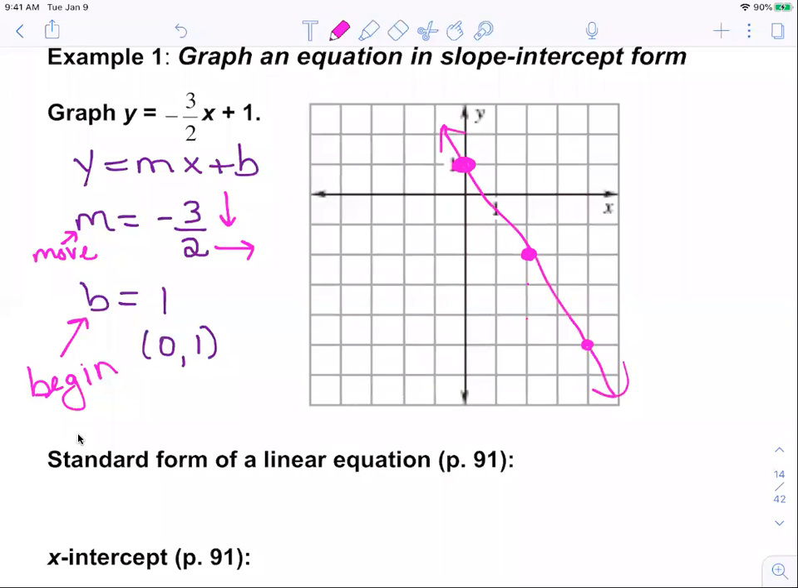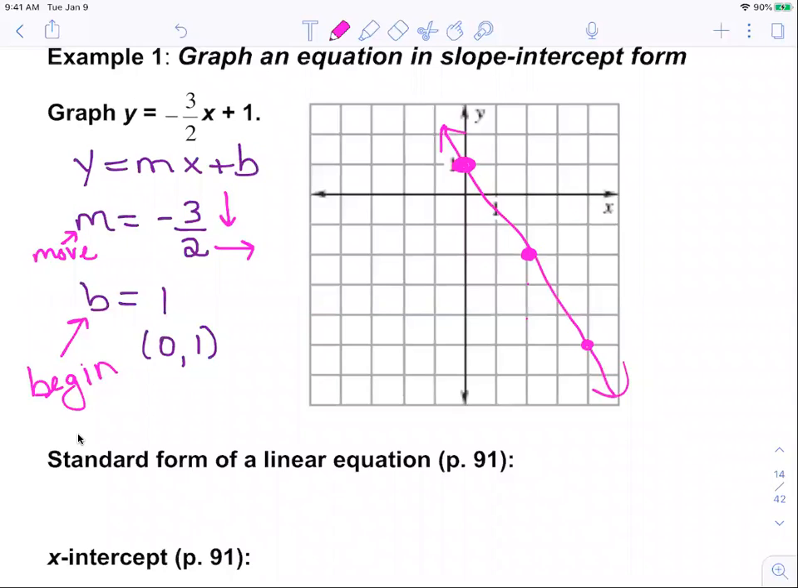Hopefully your line isn't as squiggly as mine. I tried to make it a straight line the first time and I didn't do a good job connecting, so now I just have a squiggly line. But that's slope-intercept form, as basic as that. Start with the b value, move with the slope, and make a couple of points.